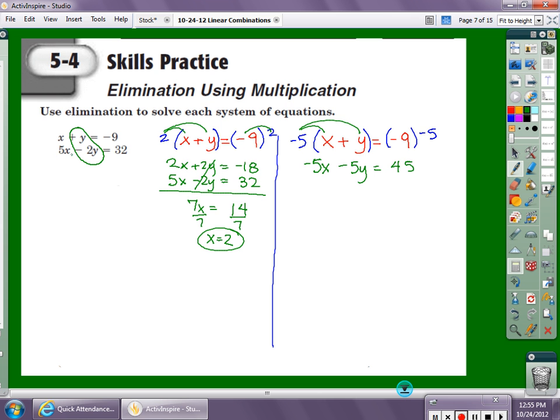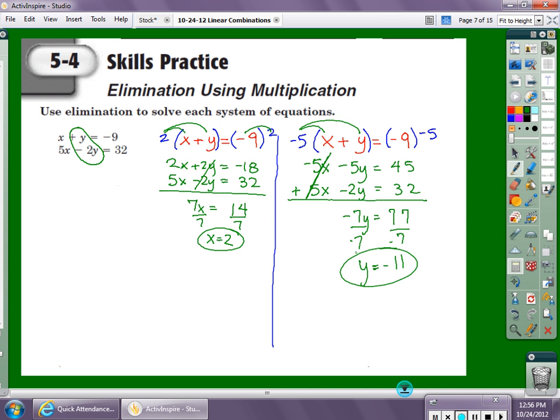Alright, and then we rewrite the second equation, 5x minus 2y equals 32. Again, we're going to add up these two equations. Now here we have the x's canceling out, and the y's are remaining. Negative 7y equals 77. Divide both sides, and y equals negative 11. So both of them give us a valid part of our answer, right? So either method works.